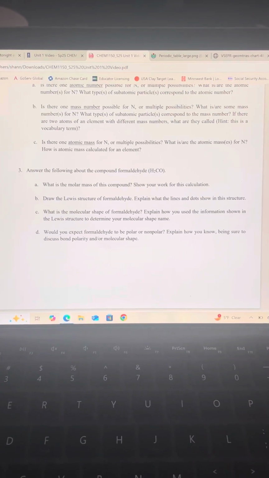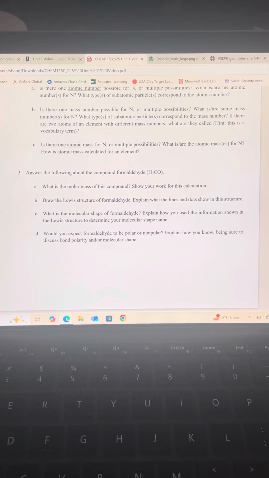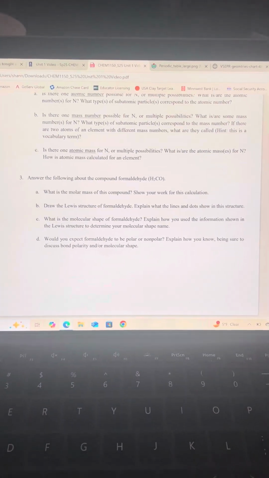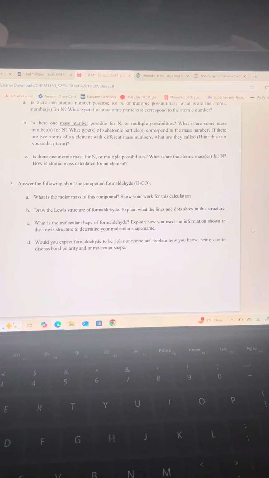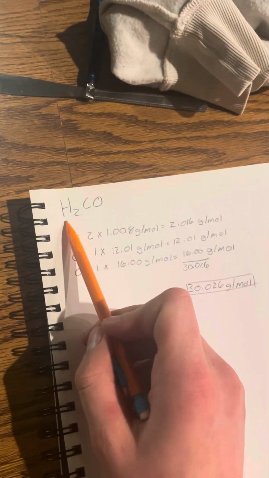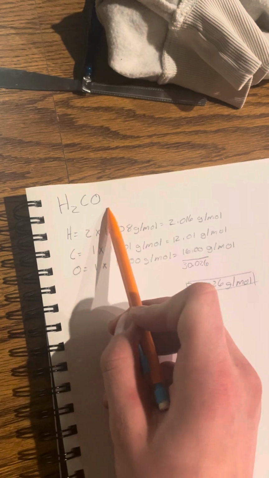For question 3, answer the following about the compound formaldehyde. A. What is the molar mass of this compound? Show your work. So, the compound for formaldehyde is H2CO.